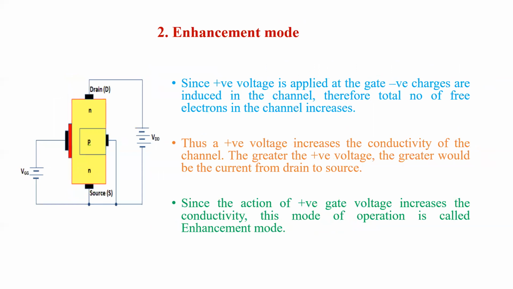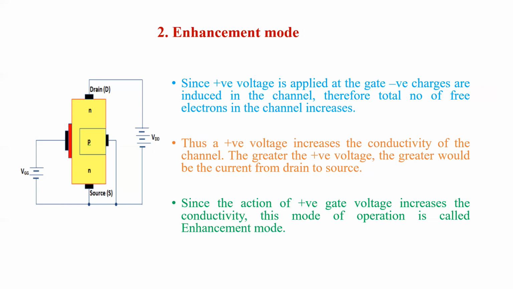And in case of enhancement mode, we apply positive voltage at the gate. So when we apply positive voltage at the gate, what will happen? Negative charges are actually induced, because the positive voltage on one side will induce negative charges on the other side. So therefore, the total number of electrons in the channel will be increasing, and because of that, the conductivity will increase with positive voltage. Whereas with negative voltage, resistance increases. Hence, the greater the positive voltage, the greater will be the current through the drain to source.